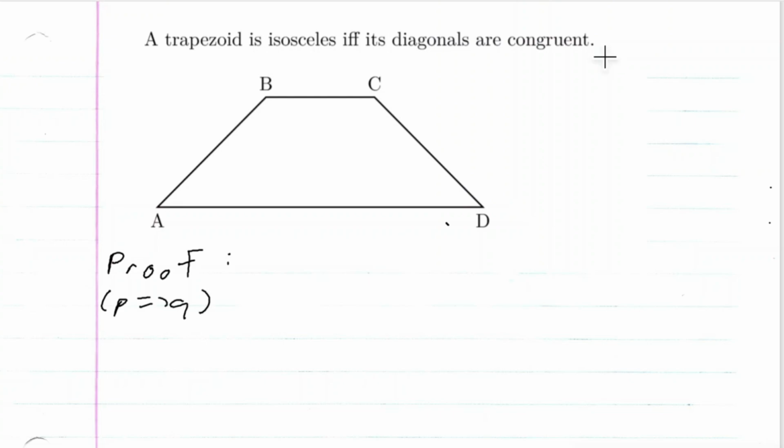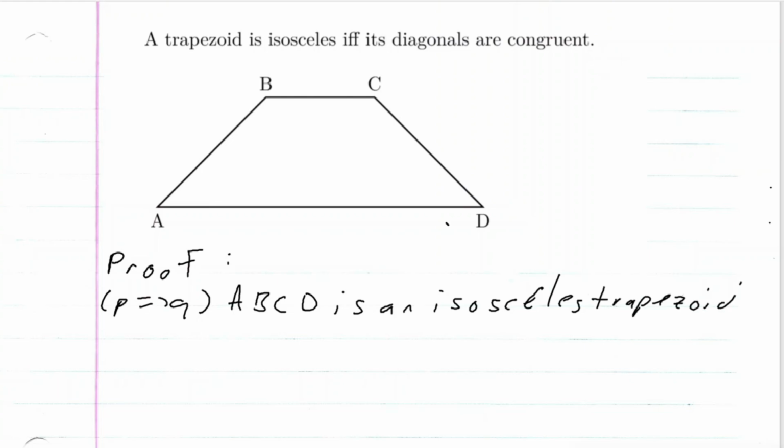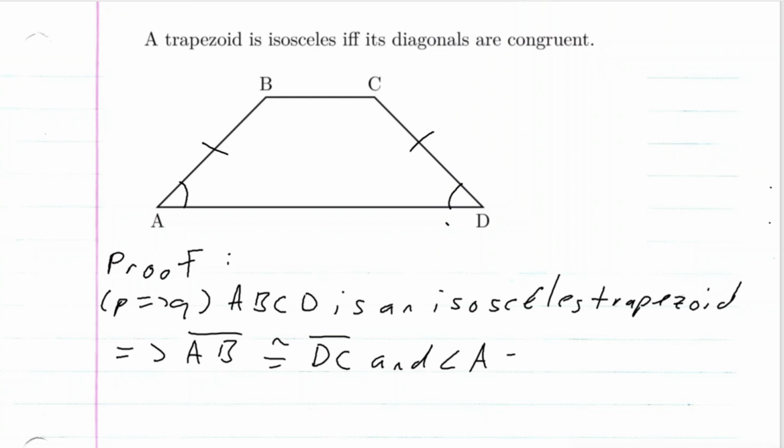So we're going to assume ABCD is an isosceles trapezoid, right? And this implies that AB is congruent to CD, right? AB is congruent to DC or CD. And we also proved in the last theorem that these base angles are congruent, and angle A is congruent to angle D.